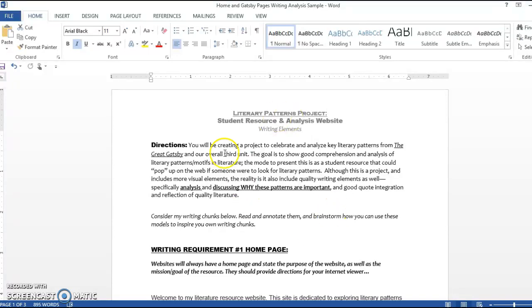Basically, what I'd like to do is in this little paragraph. You're going to be creating a project to celebrate and analyze key literary patterns in The Great Gatsby in our overall third unit. The goal is to show comprehension and analysis of these patterns or motifs or symbolism. There's a lot of different directions. These aren't quite themes, so it's not that I'm looking for theme analysis. I'm looking for the way that the authors use this motif or this repetitious idea or symbol or structure, and it's seen not just in Gatsby but in other works of literature.